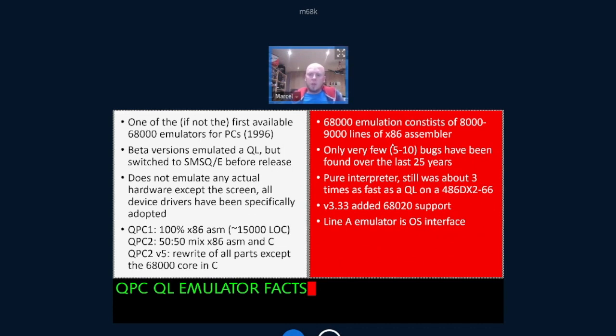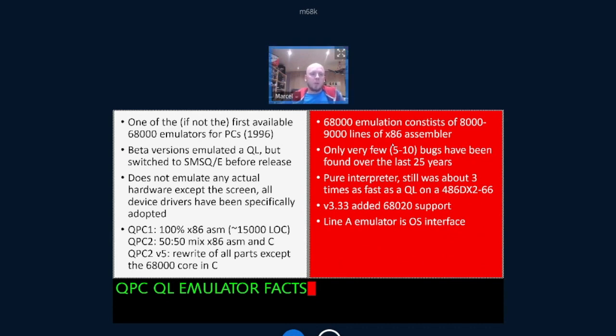I mean, I think I myself had a 486DX33, and if you want to emulate a 7.5 megahertz processor on a 33 megahertz processor, even though it has a better instruction per clock ratio, it's pretty hard.